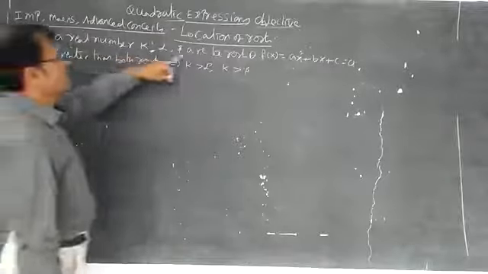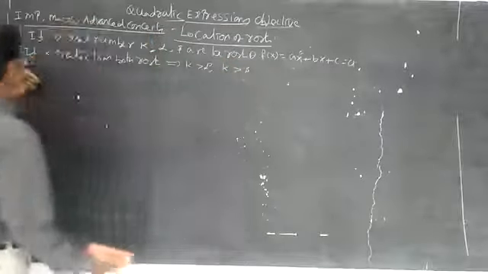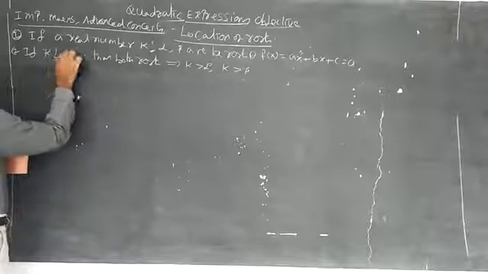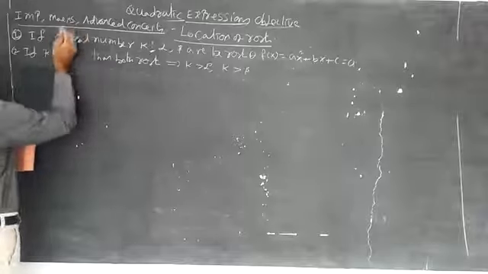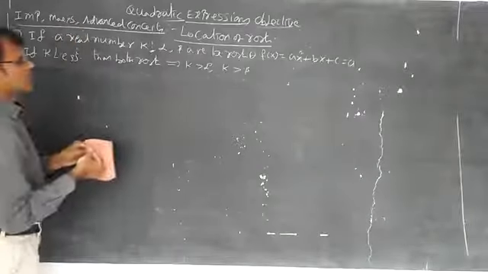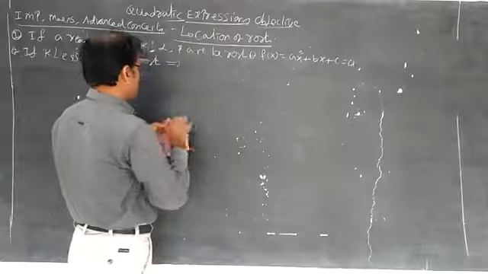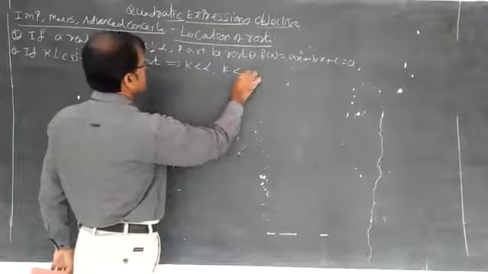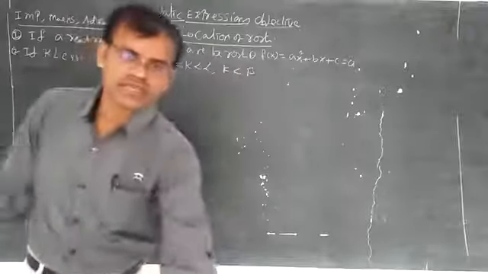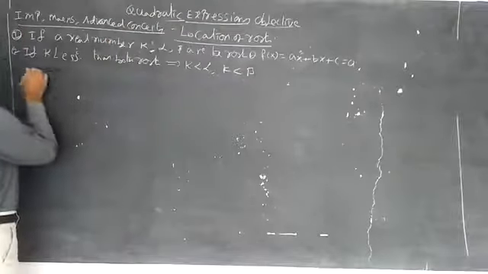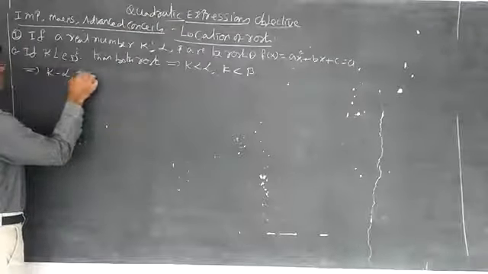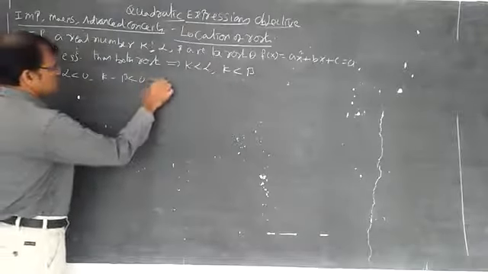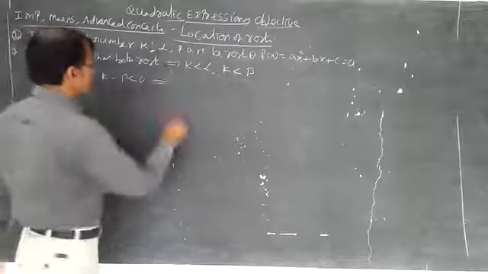If a real number k, and alpha, beta are the roots of f of x equal to 0, if k is less than both roots, then we can write k less than alpha, k less than beta. That implies k minus alpha less than 0, and k minus beta less than 0, because k is less than alpha and k is less than beta.